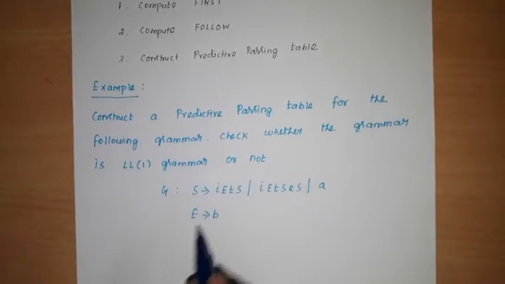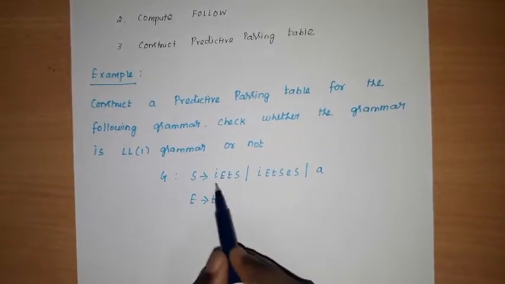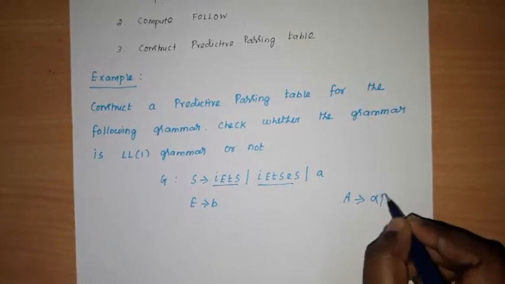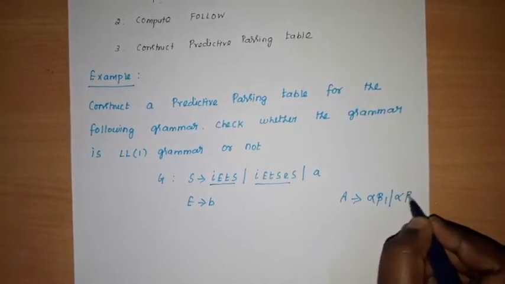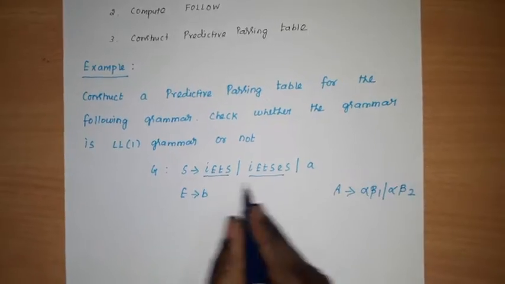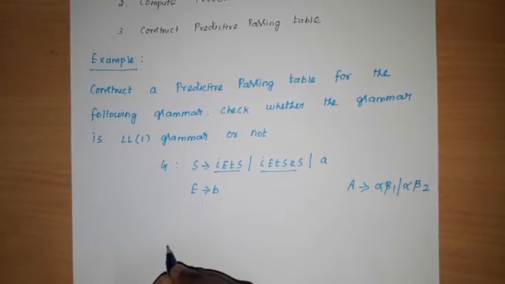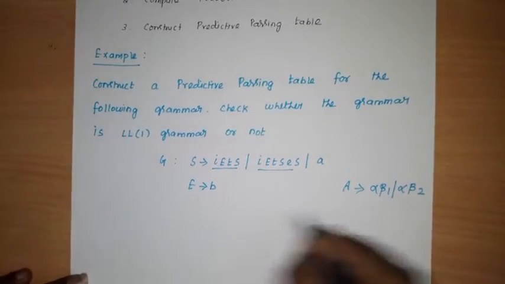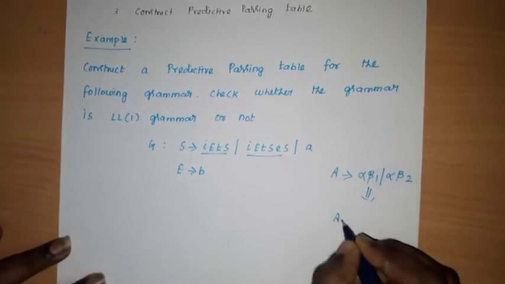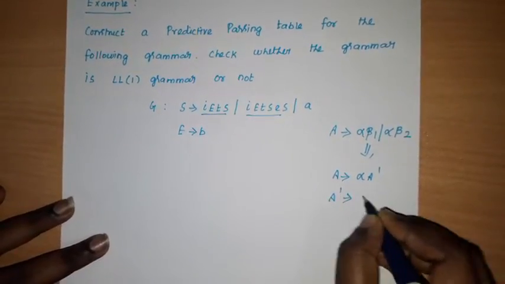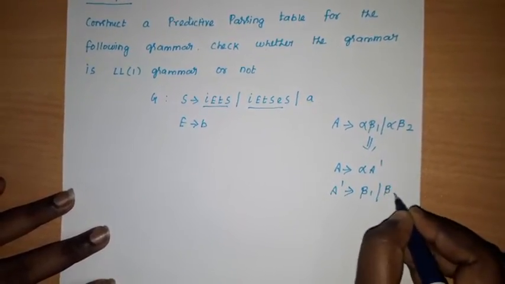This is the example we already saw. This is the form of left factoring: A tends to alpha beta 1 and alpha beta 2. It can be eliminated by using 2 rules. The first rule is A tends to alpha A dash, and A dash tends to beta 1 | beta 2.